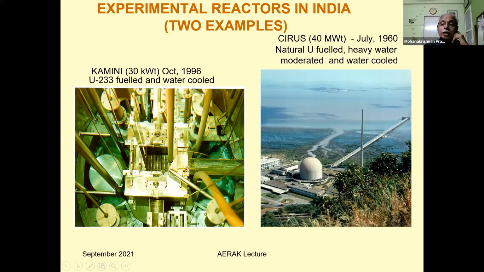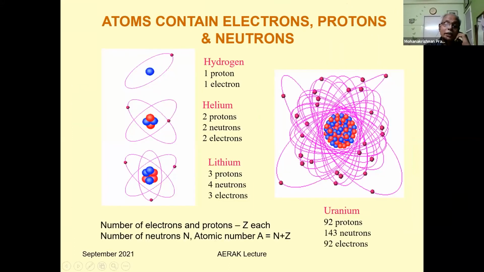Now a small introduction. Actually, Dr. Nema and Dr. Vaidya have also given a small introduction to these things. Atoms consist of electrons, protons, and neutrons. An example is hydrogen, where one proton is surrounded by an electron. Helium has 2 protons, 2 neutrons, and 2 electrons. Lithium has 3 protons, 4 neutrons, and 3 electrons. Uranium has 92 protons, not all shown here, 143 neutrons, and 92 electrons. So Z is used for the electron and proton number, N is used for the neutron number, and the atomic mass number is the summation of N plus Z.